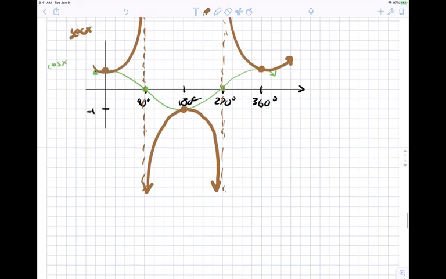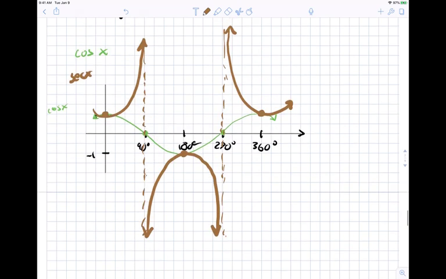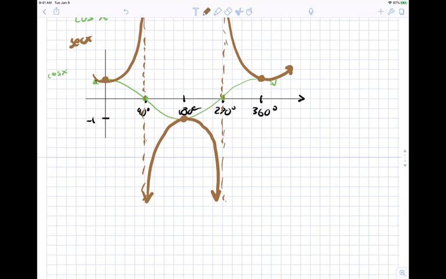So now with this graph, how far left does this graph go? Or what's the domain? We include everything except what? Where are the asymptotes? Where's the first asymptote? What's the x value? The first asymptote occurs at 90 degrees, right? So the domain of this is everything except odd multiples of pi over 2, right?